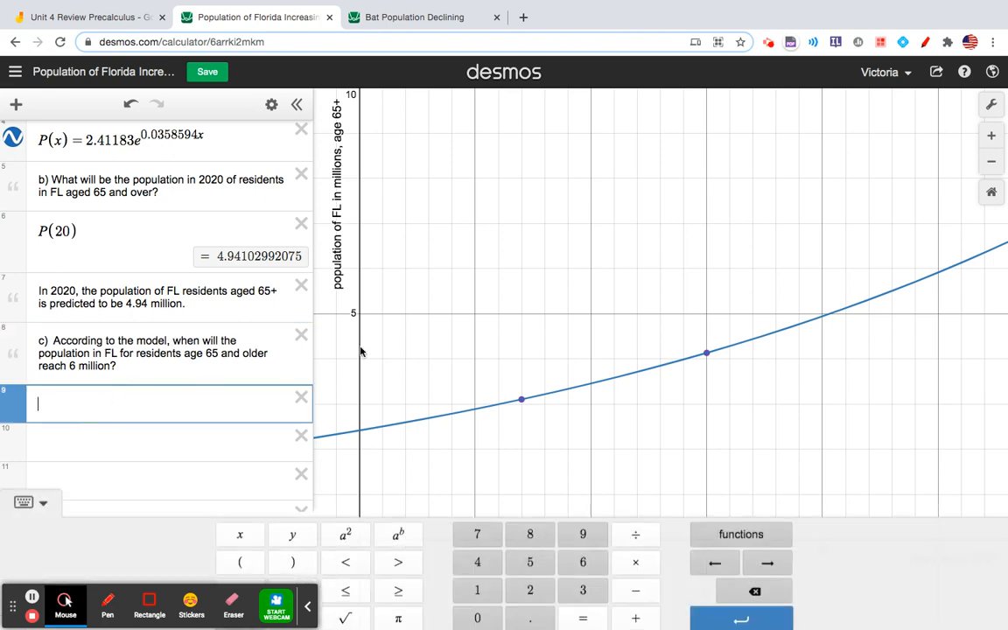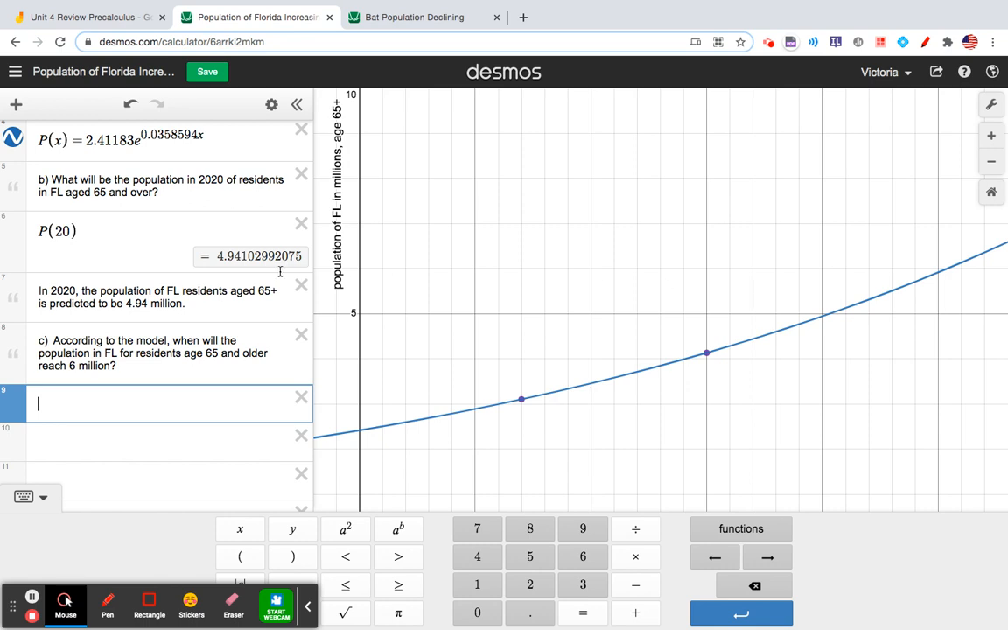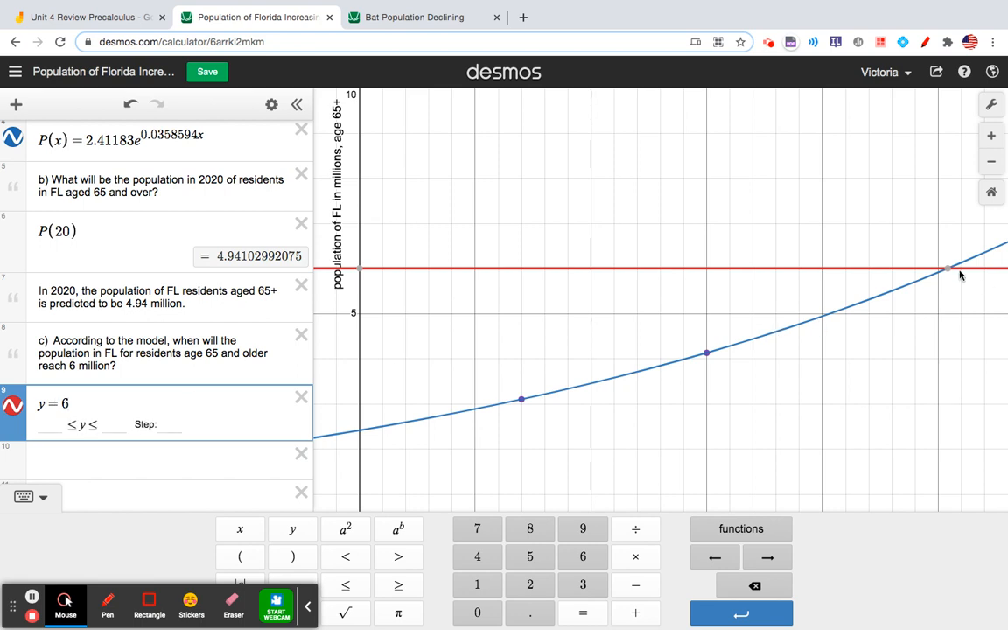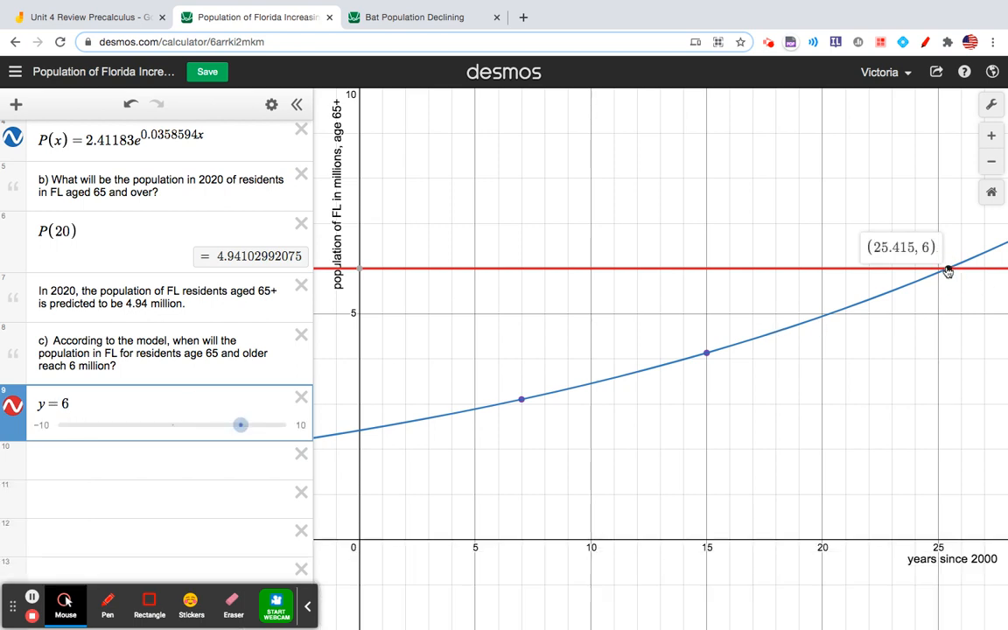But if I want 6 million, really I want a horizontal line at 6, right? So we can do y equals 6. And what we want to know is, where did these lines intersect? They intersect at an x value of 25.415, which is really in the year 2025, right?